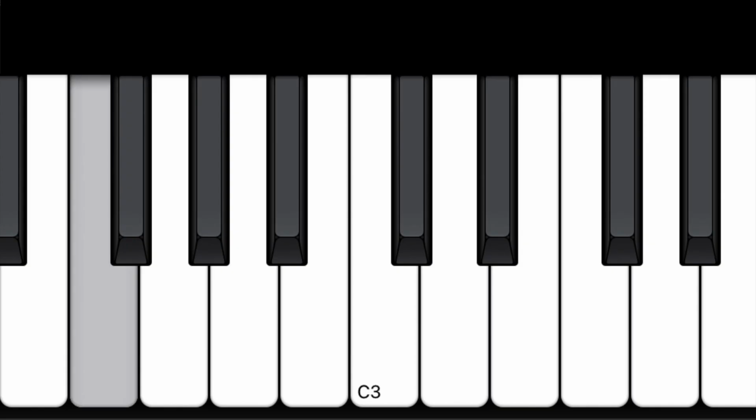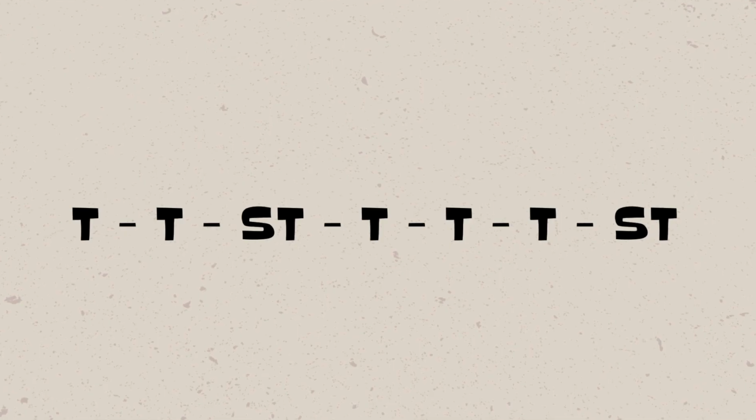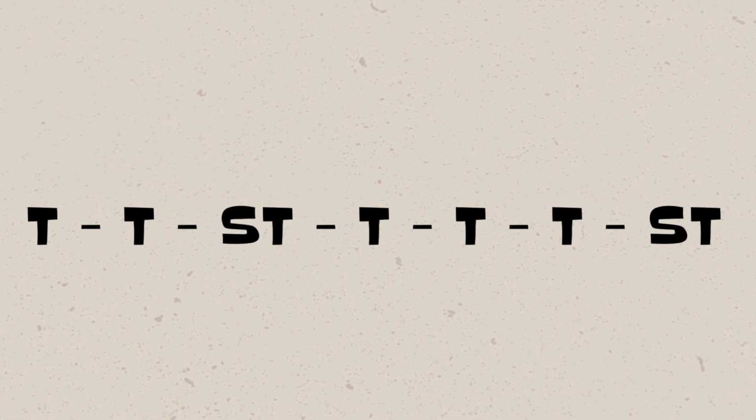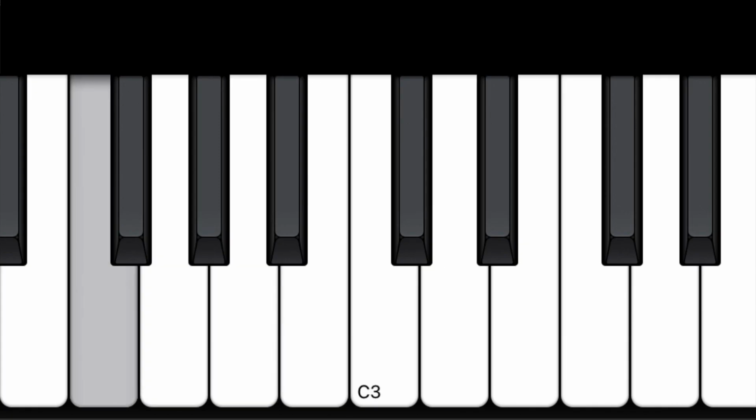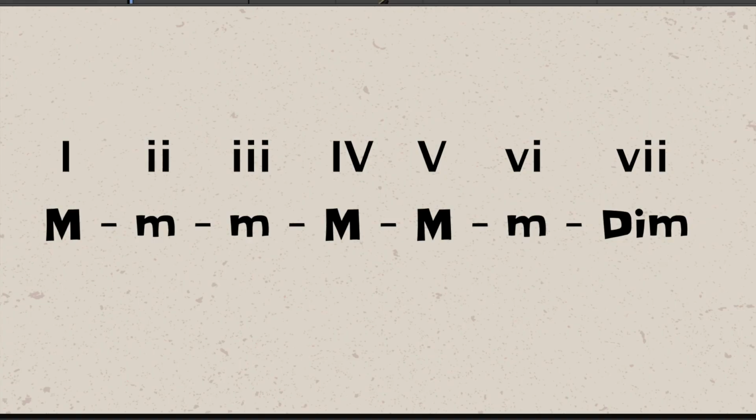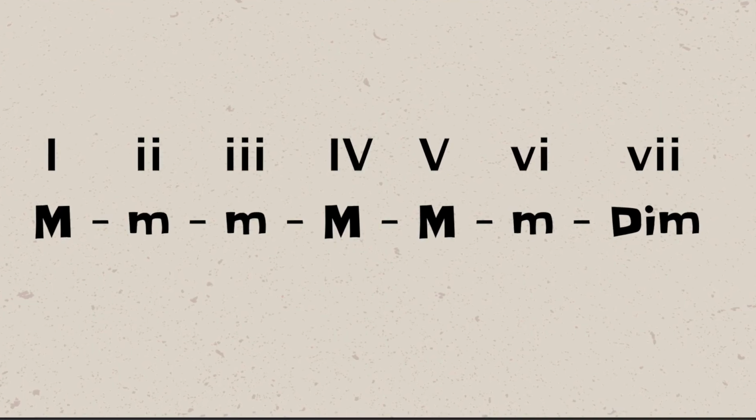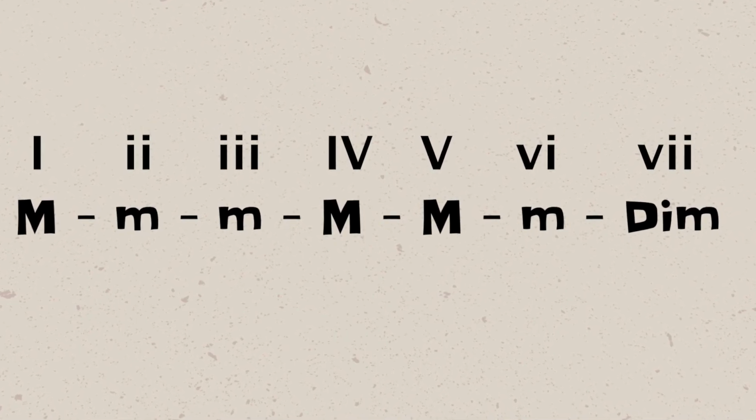And that's it. That's how you make up keys. If you take any note, let's take an F, follow our tone, tone, semitone, tone, tone, tone, semitone, which goes. And then we add our major, minor, minor, major, major, minor, diminished. It will give us a major scale.